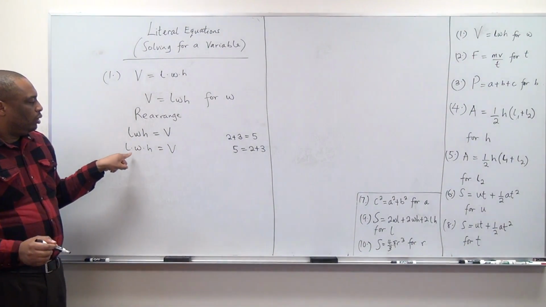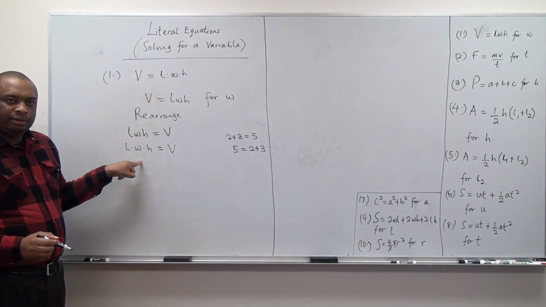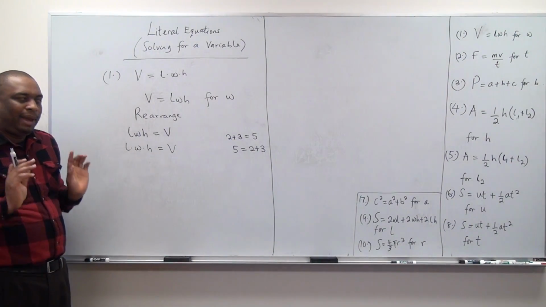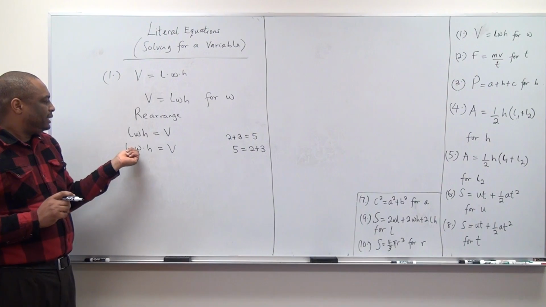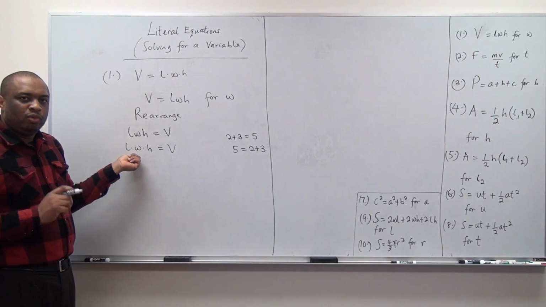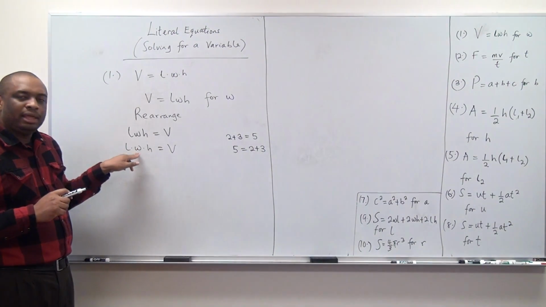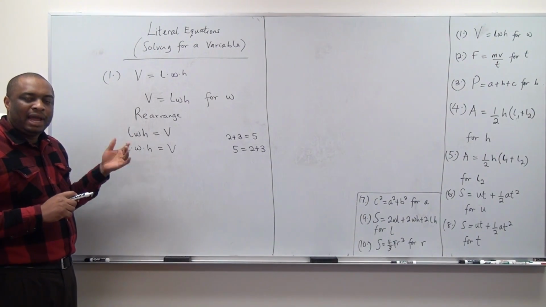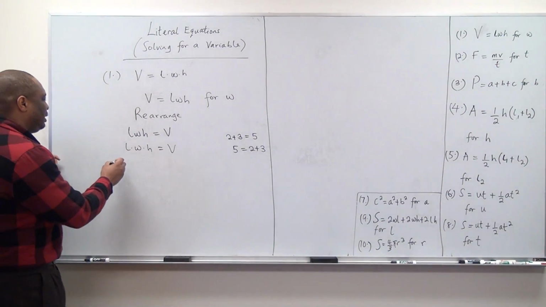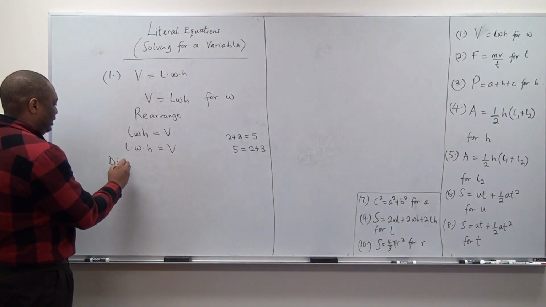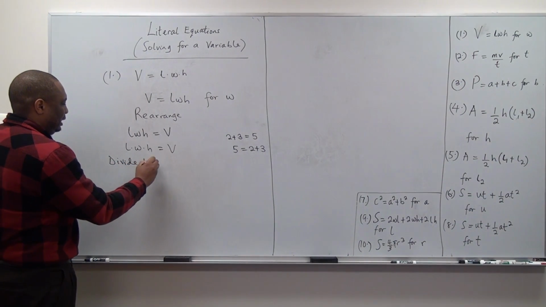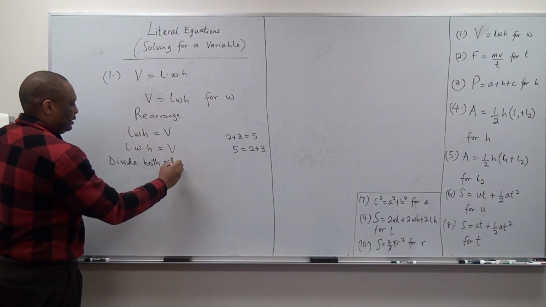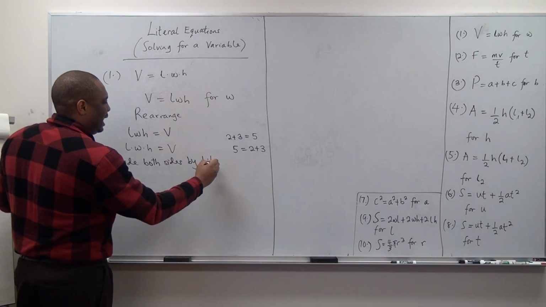So W is not alone. You want to make it alone by itself. So that means you have to know what to do to remove length and the height. You want to cancel them. And how do you cancel these now? You can now say divide both sides by length times height.